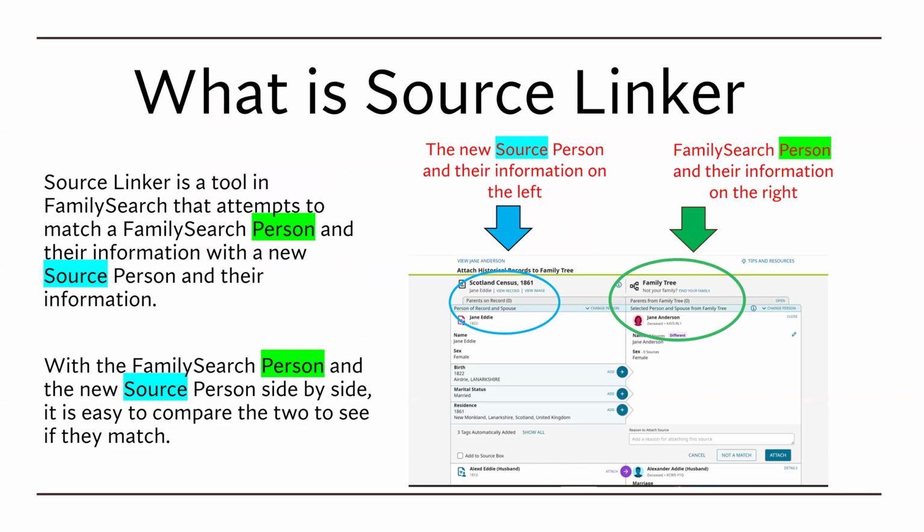So let's talk about SourceLinker. This SourceLinker tool is in FamilySearch, and it attempts to match a FamilySearch person and their information with a new source person and their information. So if we look right here, here's the SourceLinker tool that will come up, and I'll show you later where that is at. This is the family tree person. This is the new source and their information over here. With the FamilySearch person and the new source person side by side, it's easy to compare the two and see if they match.